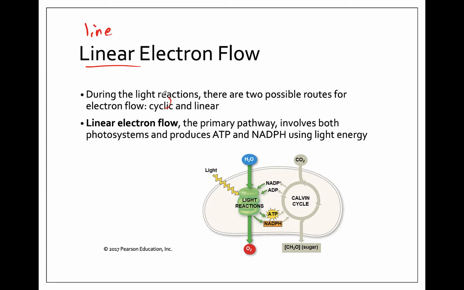There is a cyclic route, and we believe that the cyclic route actually probably developed first, and then linear electron flow developed after that as far as evolution goes.